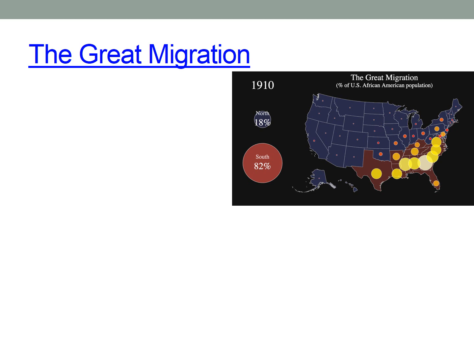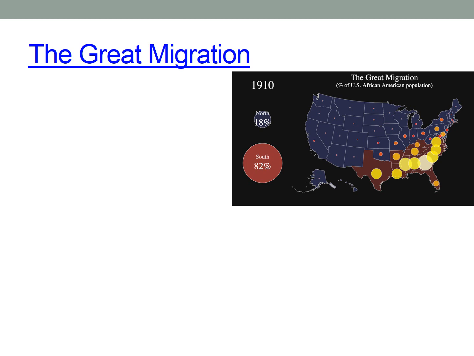And you can see that in 1910, 82% of the African American population of the United States was largely clustered in the American South. This is a good example of a graduated symbol map. And only 18% were in northern states and out west.